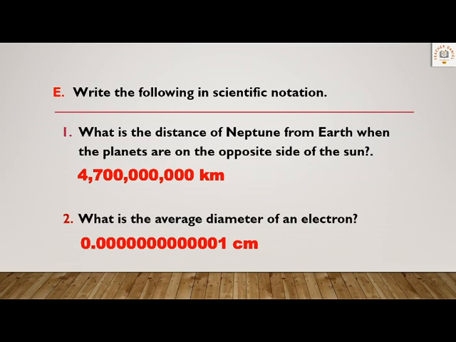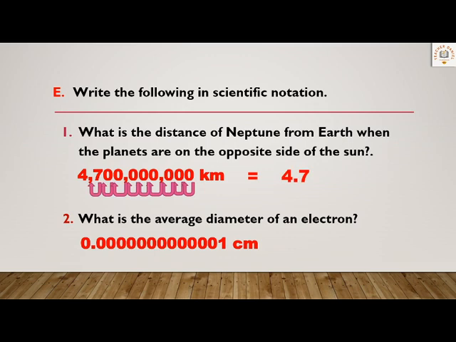For letter E, write the following in scientific notation. So, ito yung ating trivia kanina. What is the distance of Neptune from Earth when the planets are on the opposite side of the Sun? So we have 4,700,000,000 kilometers. So ang decimal point niyan ay nandito sa pinakadulo ng 0 sa baba. Move natin yung decimal point para makuha natin yung value ng A. 1, 2, 3, 4, 5, 6, 7, 8, 9.